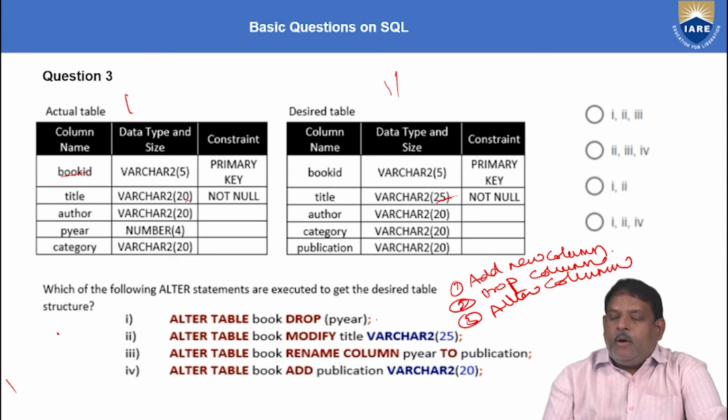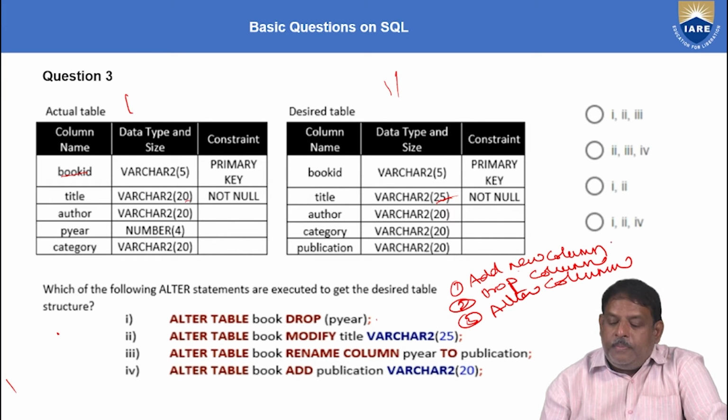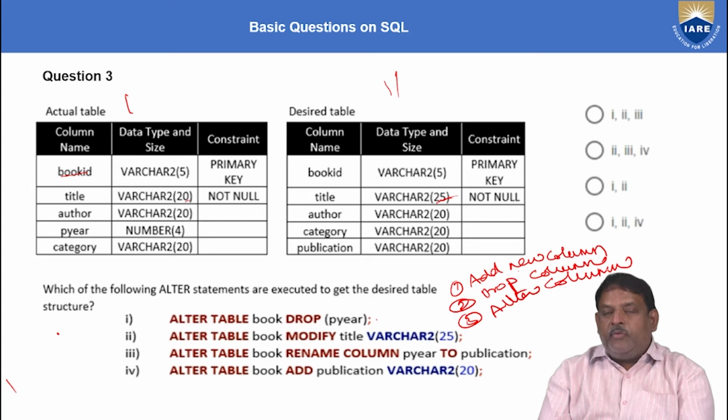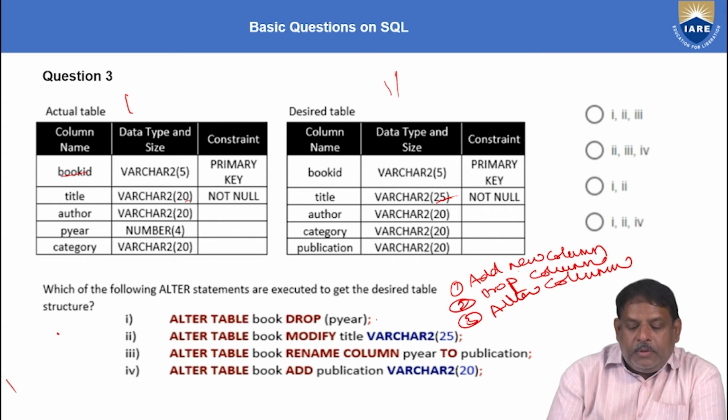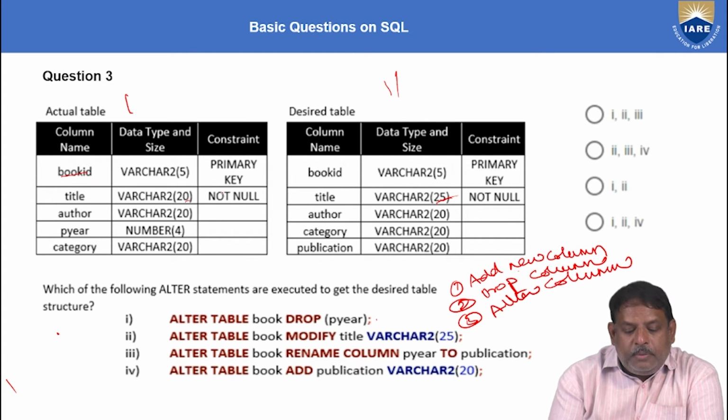ALTER can be done on a table for 3 purposes. First is add new column, then drop column, and alter column. Now we have to apply these 3 on these things. So first column, book ID, varchar 5, no change here. Next, title is there, varchar not null, not 20, 25. So third option we have to use alter column.